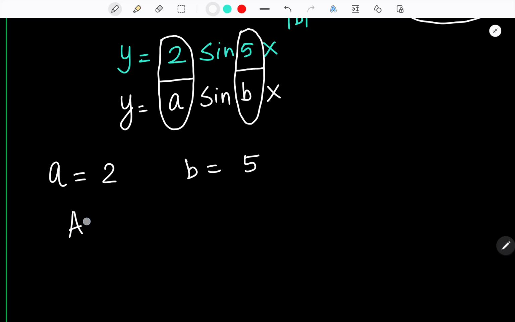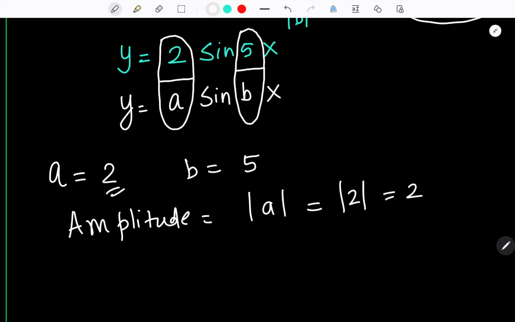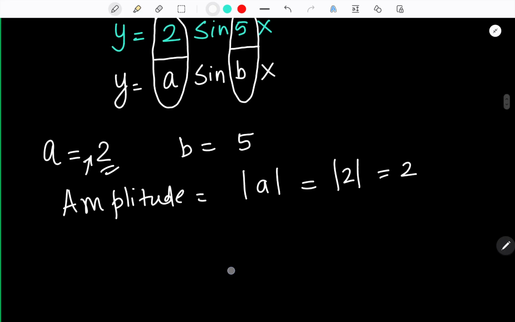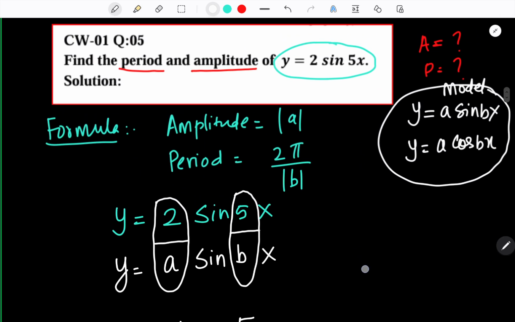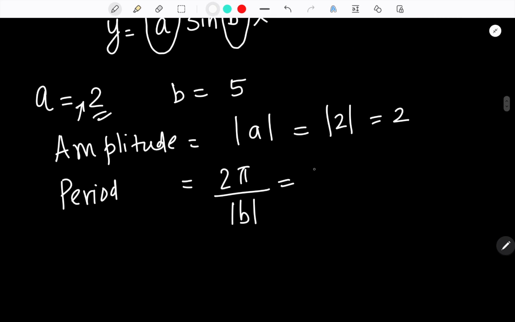What is the formula for amplitude? Absolute value of A. Absolute value of 2, already it is positive, so you can write 2 directly without absolute value, no problem. If there is a negative here, then the absolute value is needed. Next we are going to find the period. The formula is 2 pi divided by absolute value of B, as I just told you. So this equals 2 pi divided by absolute value of 5.